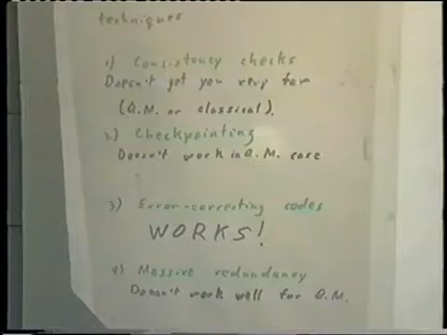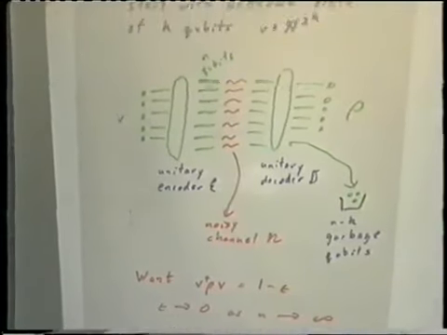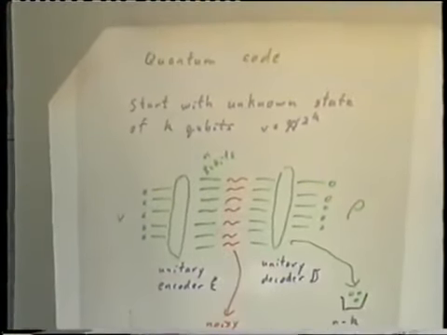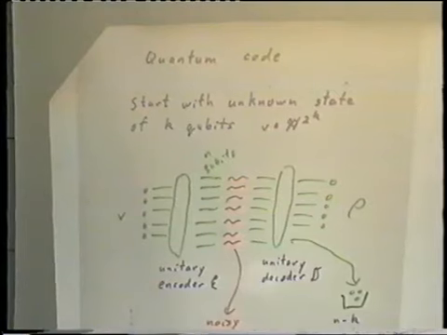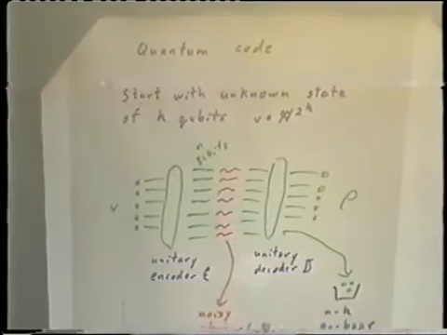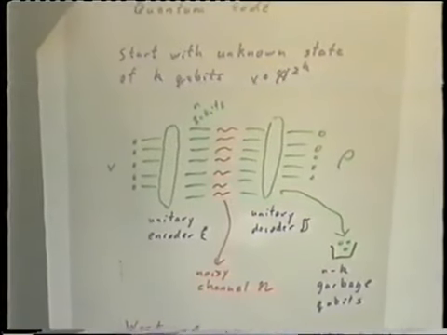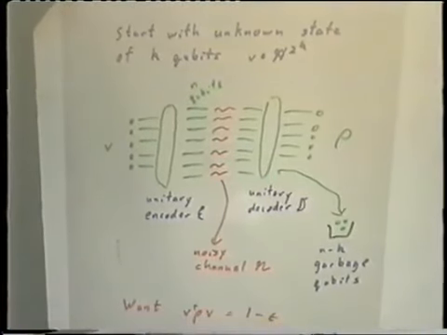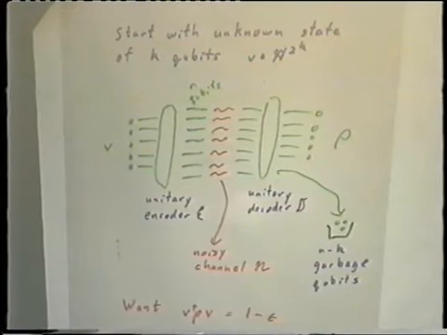So what is a quantum error correcting code? Well, I'm going to draw the same picture I did before. You start with an unknown quantum state of k qubits, and what you want to do is stick in an encoder and get n qubits out, and then send it through a noisy channel N, and then put it through another decoder.